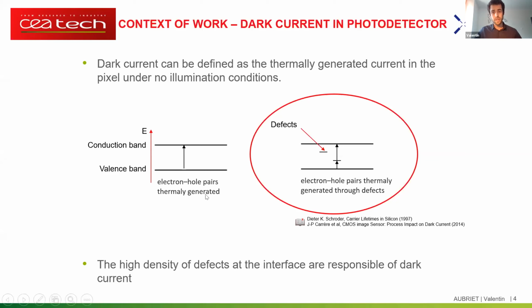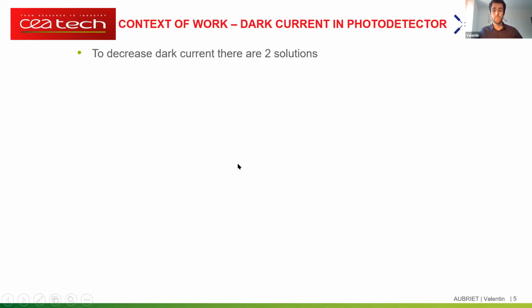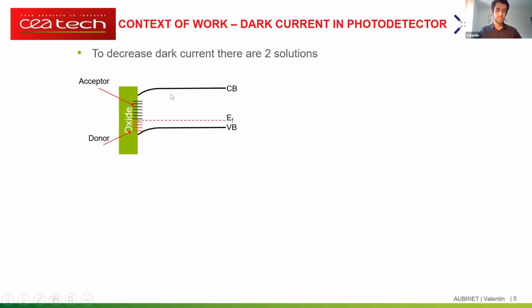At this point, you might have one question in your mind: how do we decrease dark current? To decrease dark current, there are two solutions. Here is represented the interface between a semiconductor and an oxide. We have the conduction band, valence band, and the Fermi energy level. It's also represented the defects, which are mainly close to the interface. In order to respect charge neutrality between the oxide and the semiconductor, the conduction band and the valence band are bent in the vicinity of the surface.